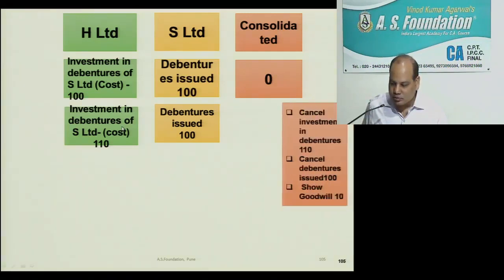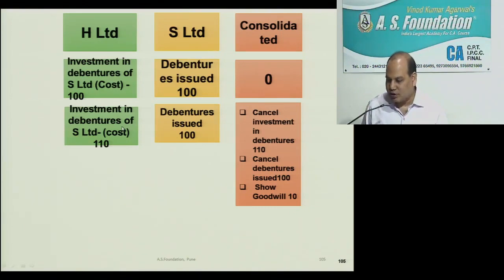So what will we do? We'll cancel investment in debenture 110. We'll cancel debenture issued 100. And you just make a small correction, because now the ICAI in your module has given a different treatment. Adjust 10 in P&L account. This adjustment is not there. Then why are you enjoying?